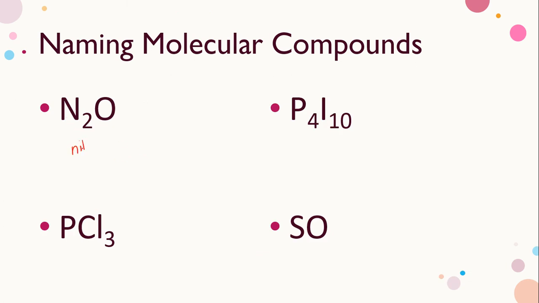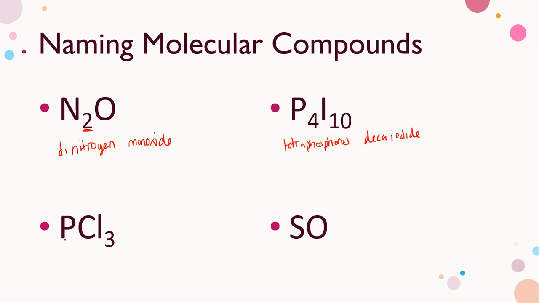Here, this is nitrogen. My number is 2, so the prefix for that is dinitrogen. And then here I have oxygen. Now remember, I only have one of them, so I have mon-oxide, and my ending changes to "ide." Here I have P4I10. So here 4 is tetra, P is phosphorus, 10 is deca, and then I is iodine, but remember you change the ending to "ide," iodide.